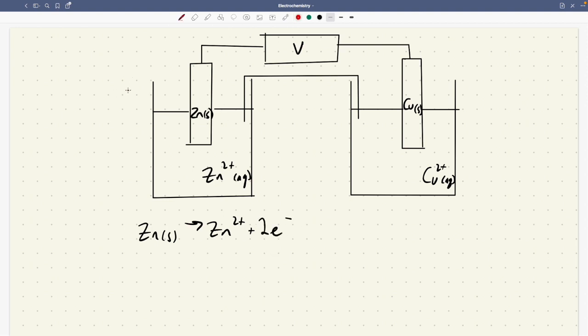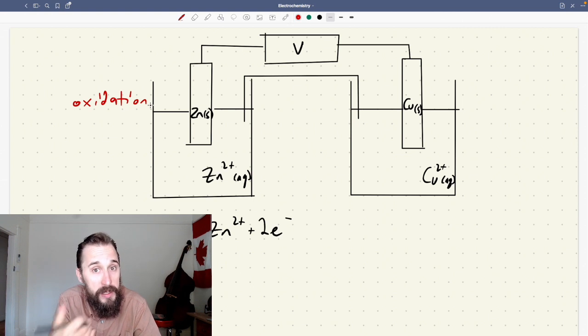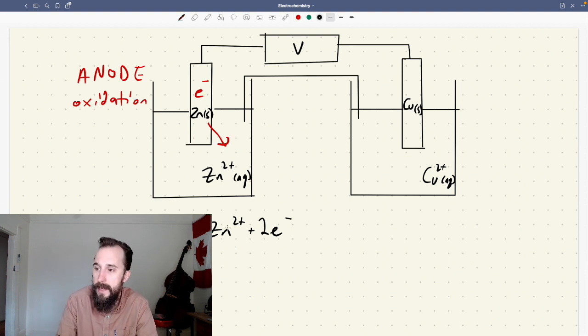So essentially what we've got over here is the oxidation half reaction. Now, we know from "An Oil Rig Cat" that oxidation always occurs at the anode. So that must mean that this is our anode. The electrons are being lost here as the zinc is converted into zinc ions in an aqueous solution.